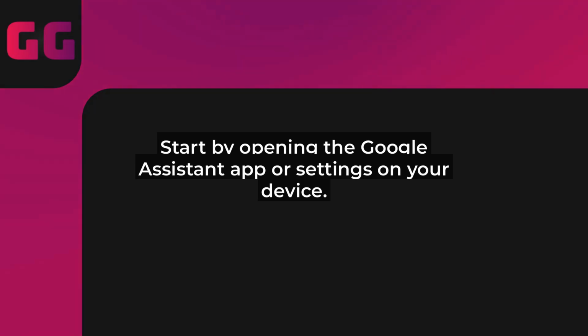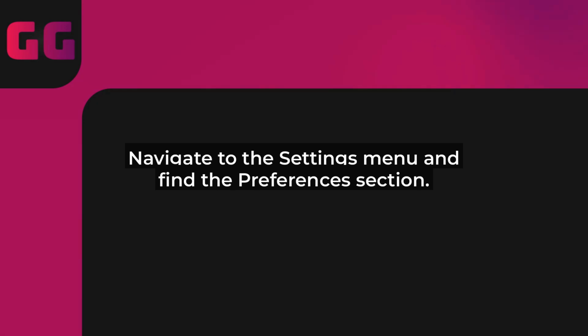First things first, make sure your device is updated to the latest software. Google often rolls out updates that might affect settings. Open up the Google Assistant app on your phone or access it through your Google Home settings if you're on a smart device. Once you're in, look for the profile icon or the settings gear. It's usually in the top corner.